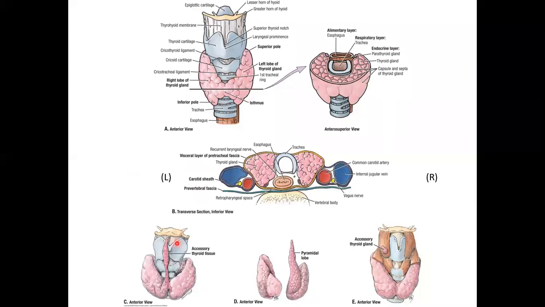In some people, they have the remnant of this pyramidal lobe, where the tissue was going down the duct. It didn't quite make it there, but it's fine. It's still in the midline, in the same area, and it's still going to be able to do the same job.